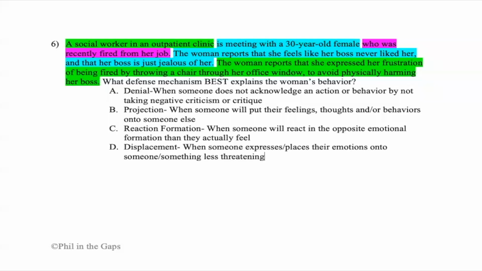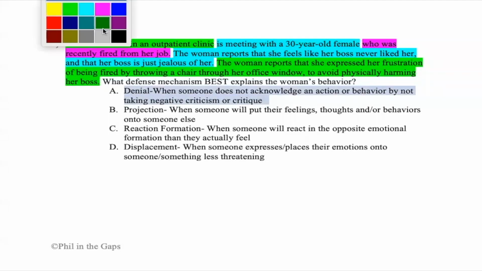The woman reports she expressed her frustration of being fired by throwing a chair through her office window to avoid physically harming her boss. So keep all that in mind as we go through each answer choice. Right off the bat, we're going to rule out A.